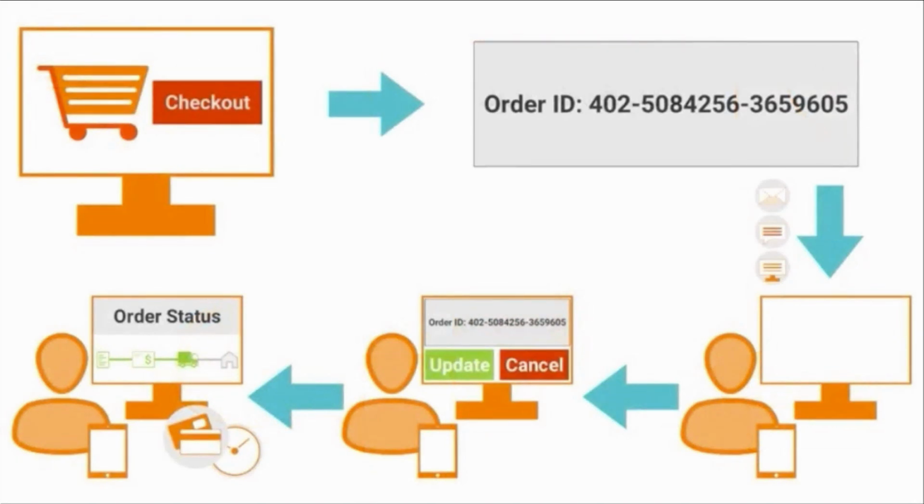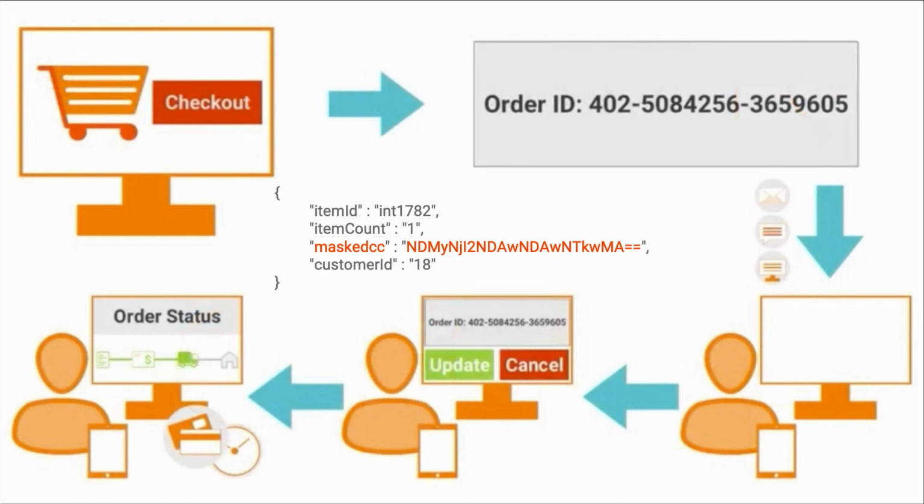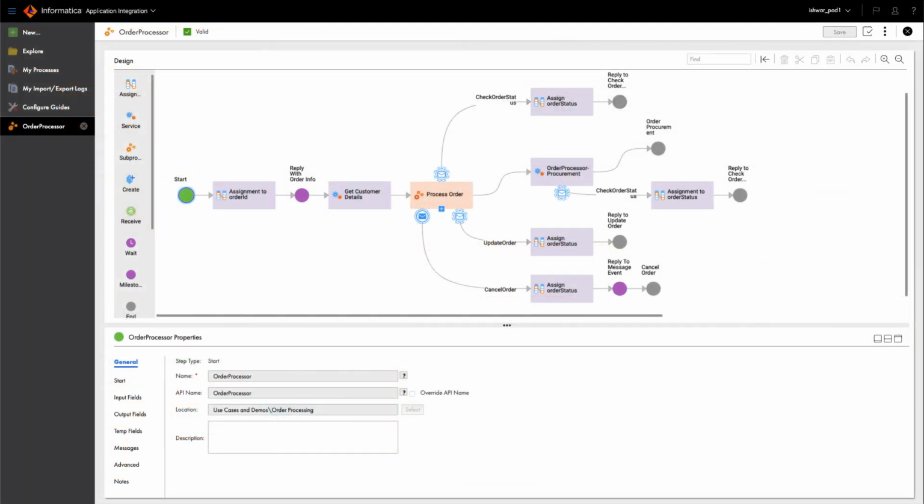How this starts is by your website or your mobile applications making API calls to Informatica. It sends, for example, a message containing the item, an item count that you want to order. It might mask the credit card number and provide the ID of the customer placing that order. So let's see how this order is processed and how you implement the API.